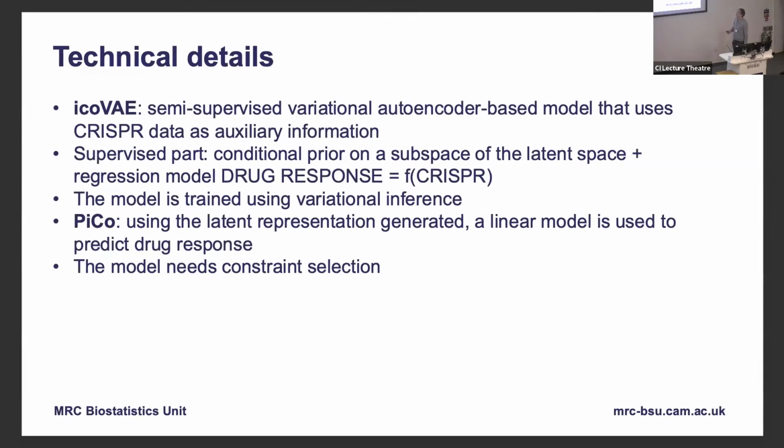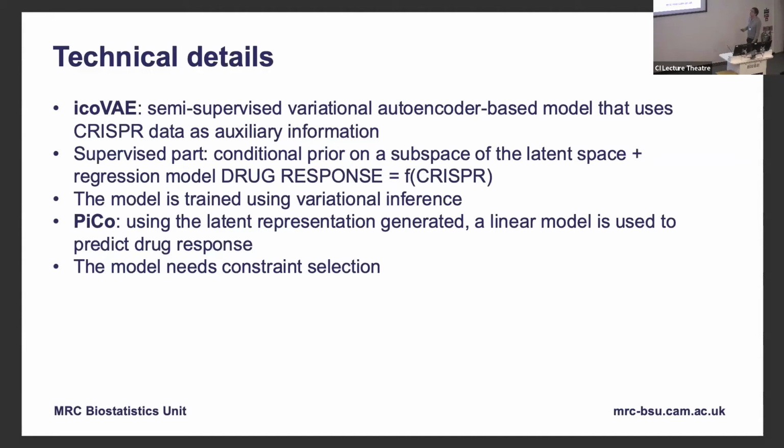Some technical details. This is a semi-supervised variational autoencoder, and the semi-supervised part comes from using a conditional prior on the CRISPR data. So basically, we have a regression function where we are directly regressing the drug response on the variability in the CRISPR signal, that is, how much a cell line is dependent on a given gene. That's how we do that.